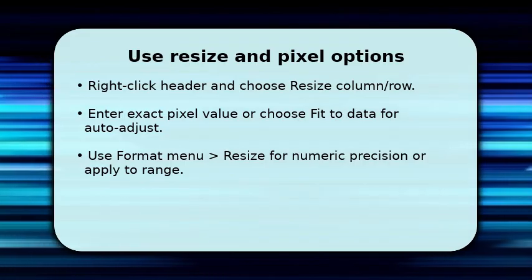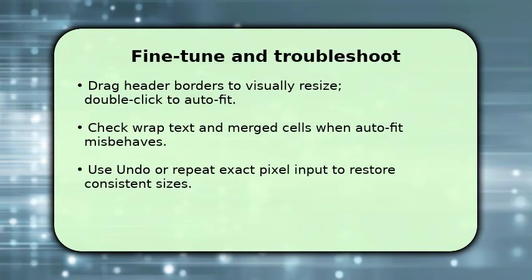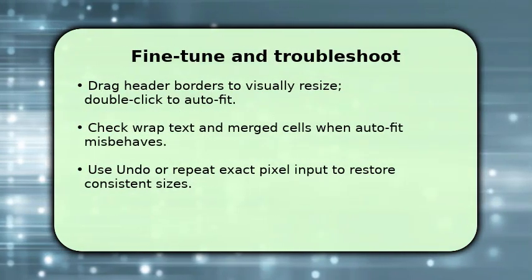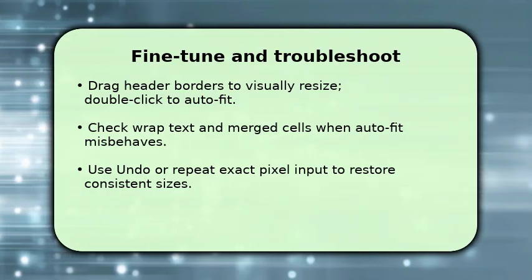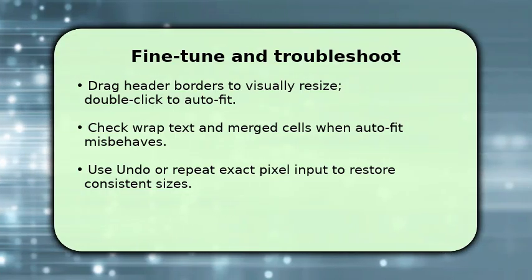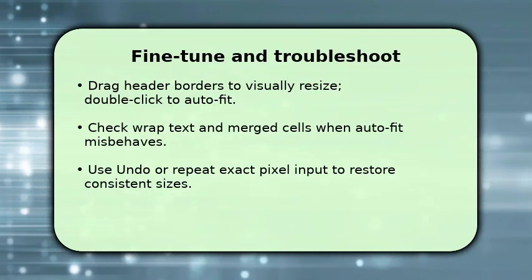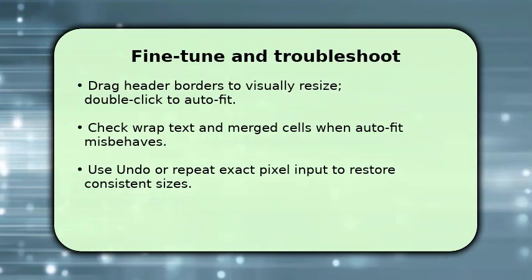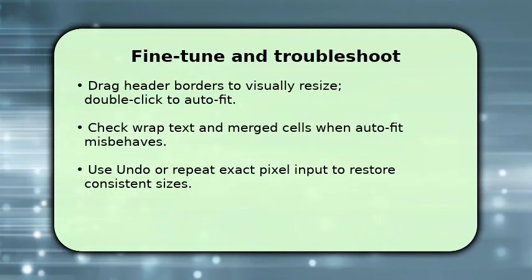Finish by fine-tuning. Drag the column or row border to visually adjust size, or double-click the border to auto-fit to content quickly. Once done, make sure wrap text and merge cells aren't preventing the result you expect. Wrap can increase row height and merged cells can ignore individual column widths.